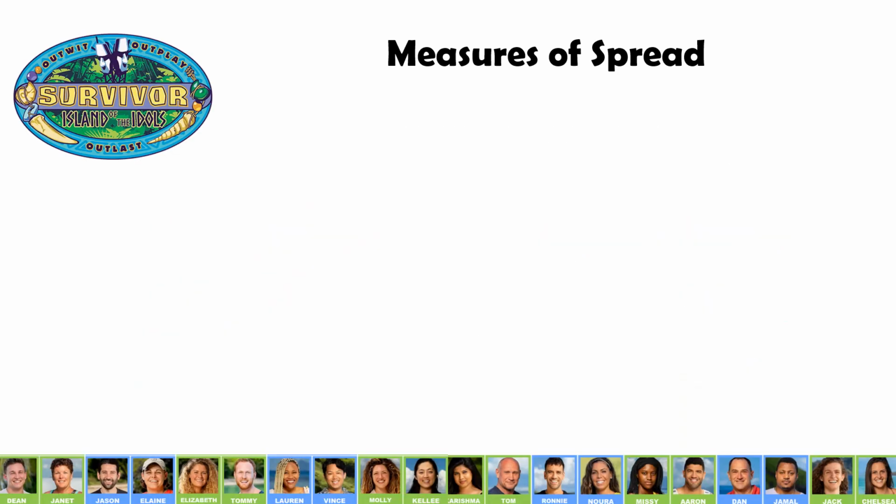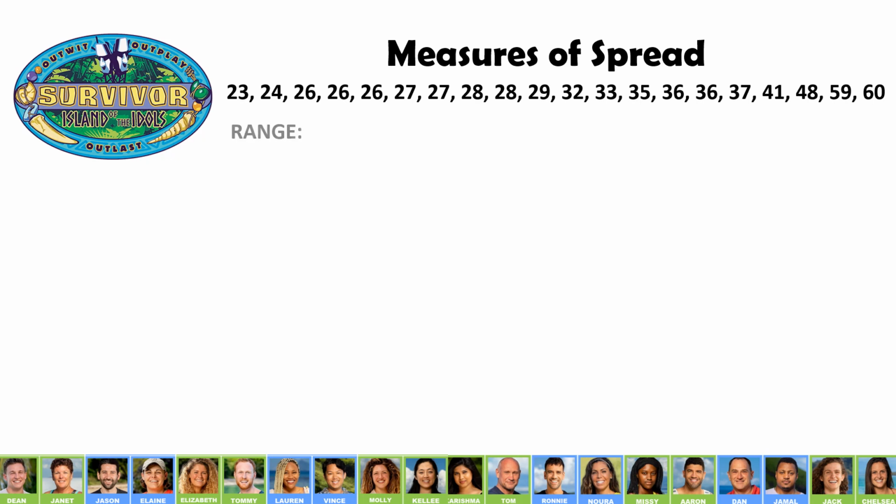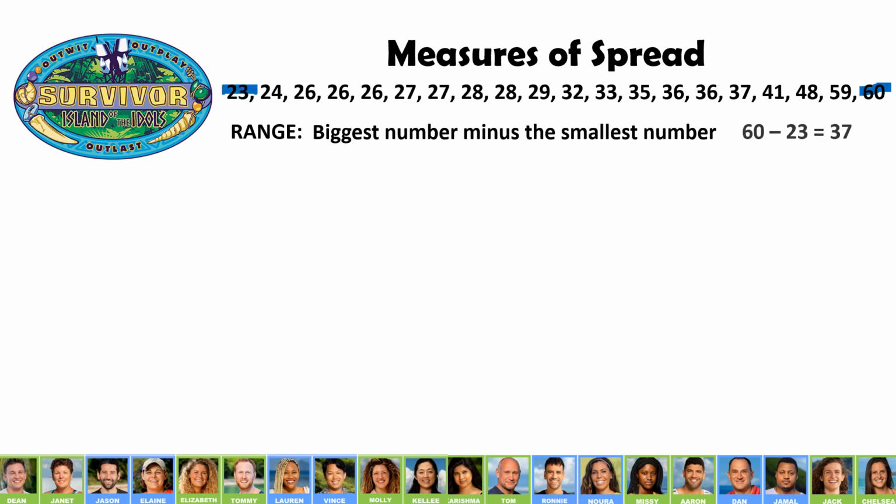Now let's do the same thing with season 39. Here's our set of data. We're going to first calculate our range. Remember that that's simply taking our biggest number and subtracting our smallest number. To find out that 60 minus 23 is 37, so 37 is our range.